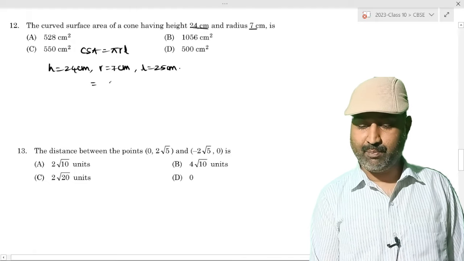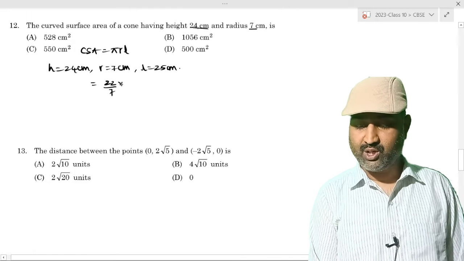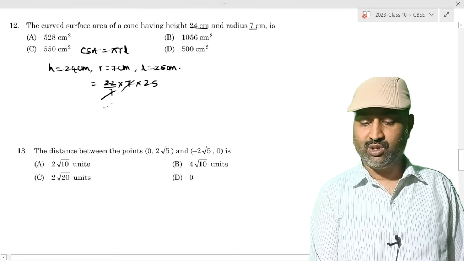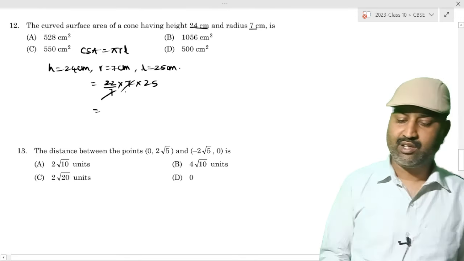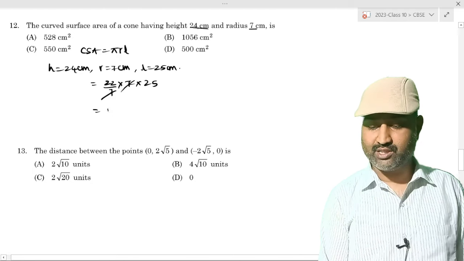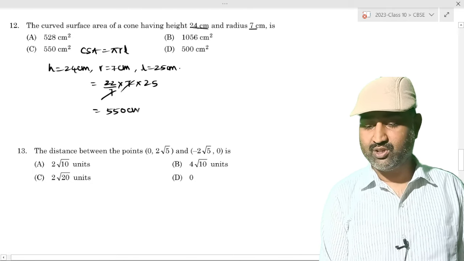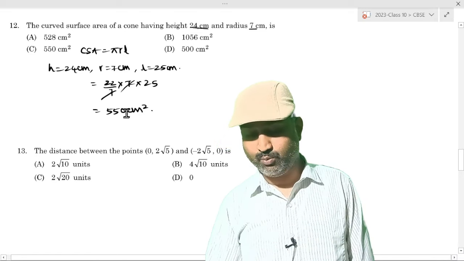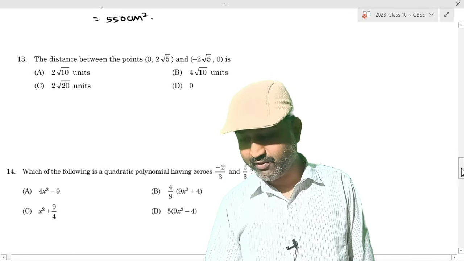Therefore, CSA is pi RL, 22 by 7 into R is 7, L is 25. 7 is cancelled. 25 20s are 500, extra 50 here. Therefore, the answer is 550 centimeter square. Hope it is very clear. Again, a very easy question.